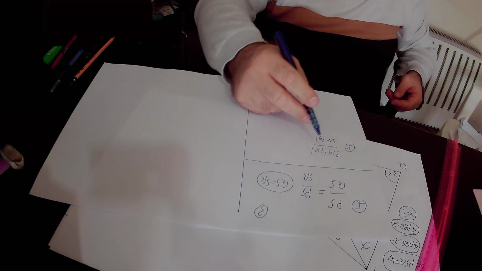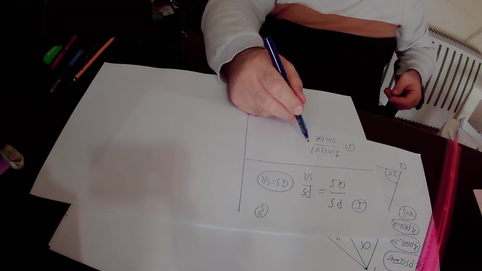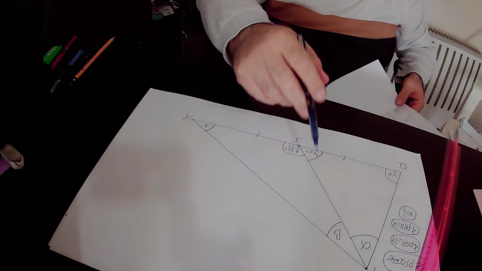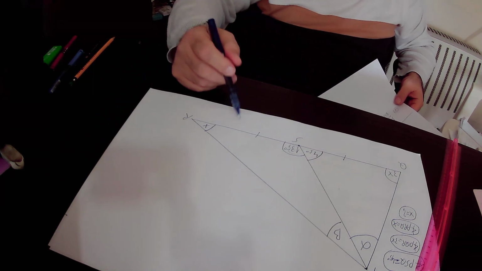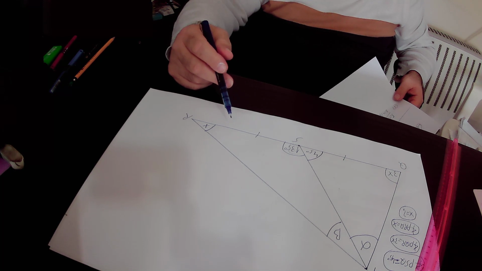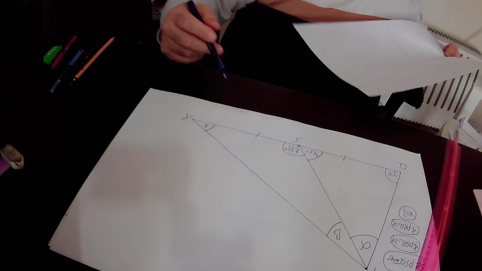So PS over QS equals sine 3x over sine alpha, and PS over SR in triangle PSR will be equal to sine x over sine beta.